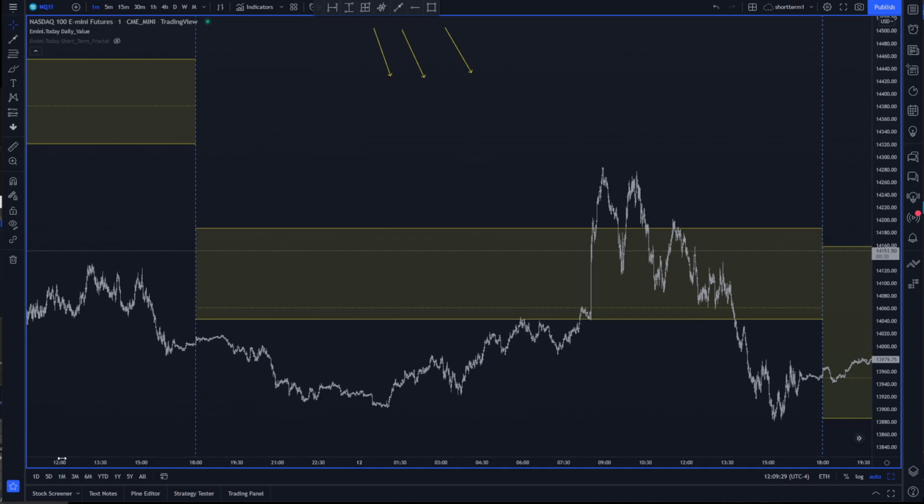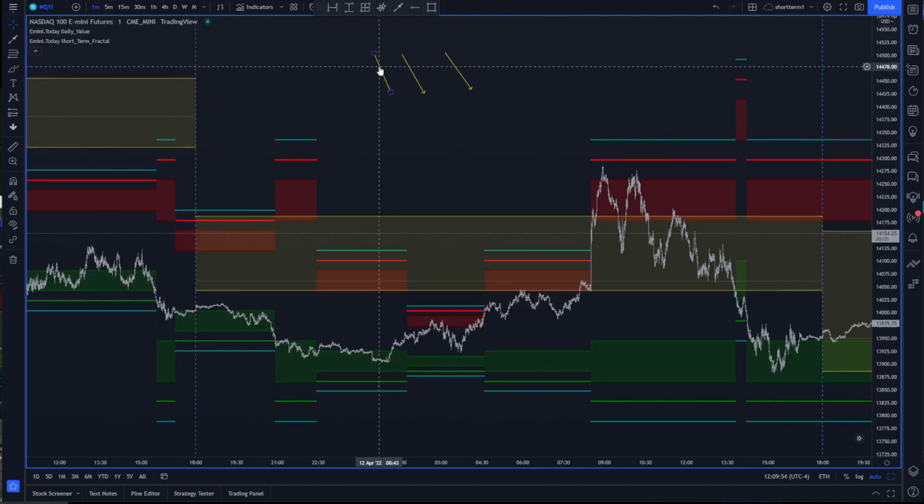The opportunity comes, first of all, if we trace inside of the value, or even outside of the value, like here, and our fractal is going to look like, let me erase these. Okay, I will hide daily value for a moment.